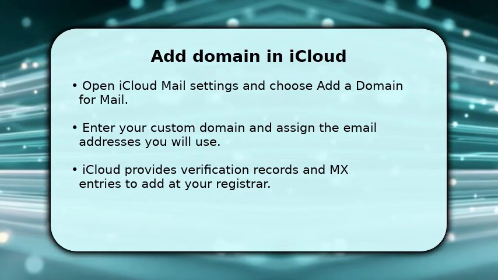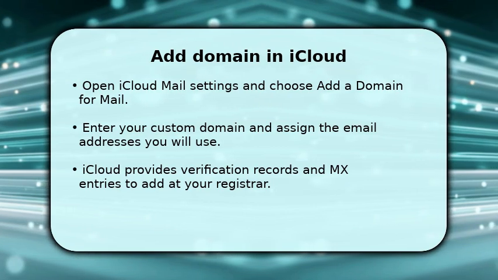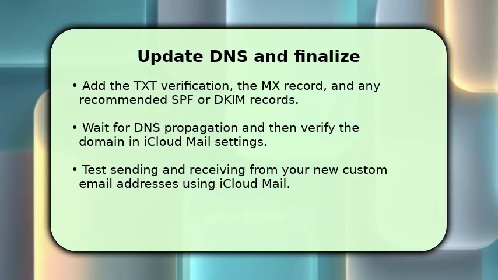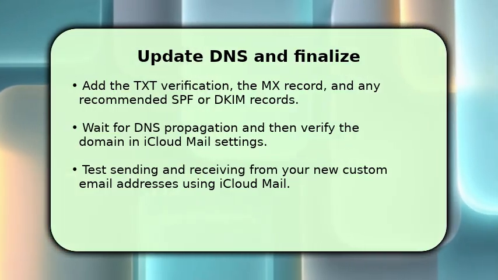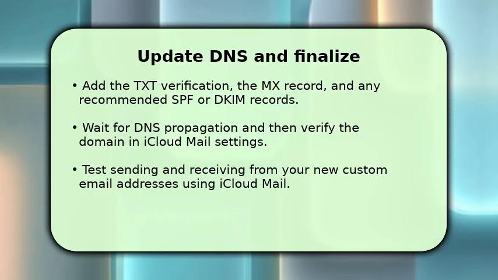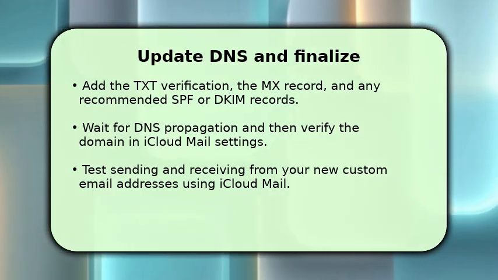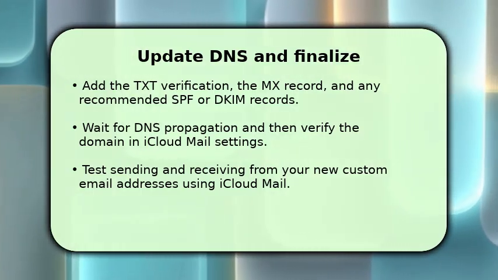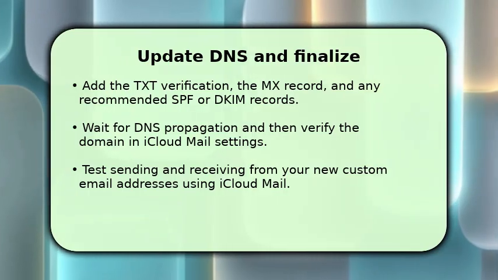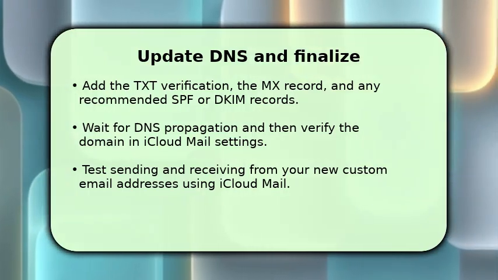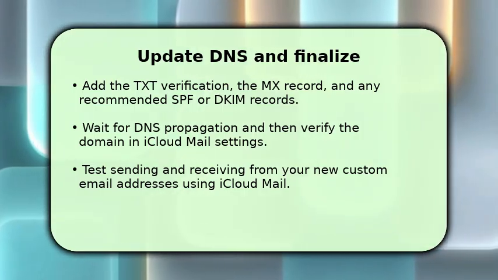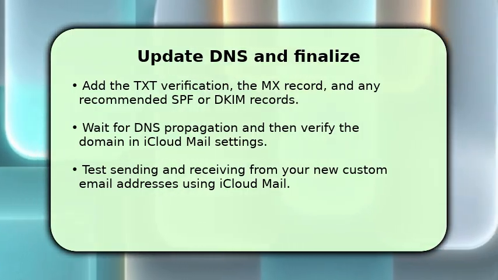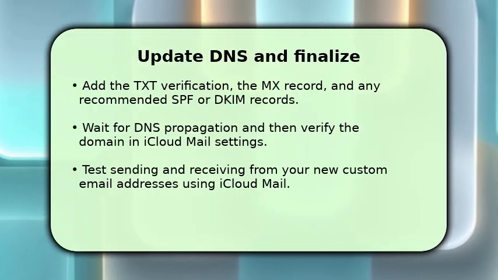Sign in to your domain registrar and add the TXT verification record exactly as provided by iCloud. Next, add the MX record iCloud specifies and include recommended SPF or DKIM entries to improve deliverability. Save changes and allow time for DNS propagation, which can take up to 24 hours. Return to iCloud Mail settings and click Verify when the records appear. Finally, test sending and receiving.